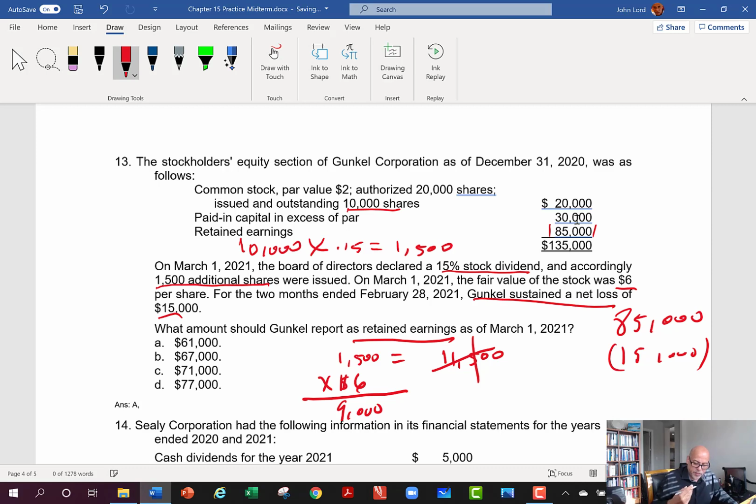And I'd written that down in my notes and thought that was relevant to the answer. It is not. It's just the additional shares is the dividend, right? And that $6, use the market value because it's a small stock dividend. 1,500 shares times $6 means that I would also have to subtract $9,000 from the retained earnings for this small stock dividend. Do the math on that. That comes to the 61,000.